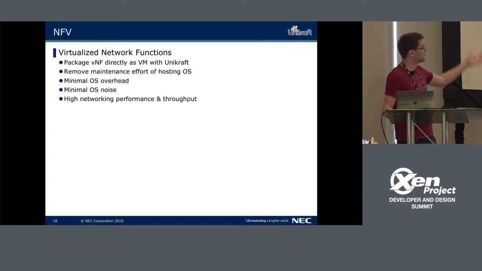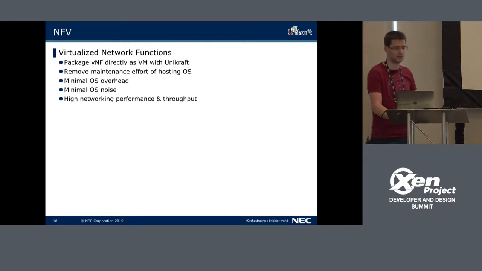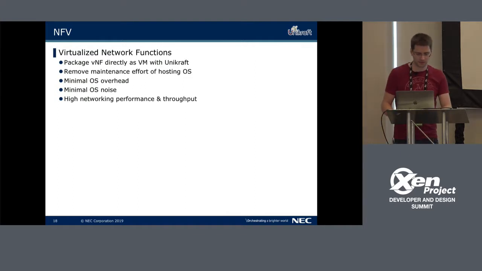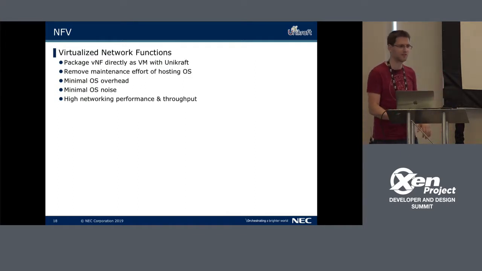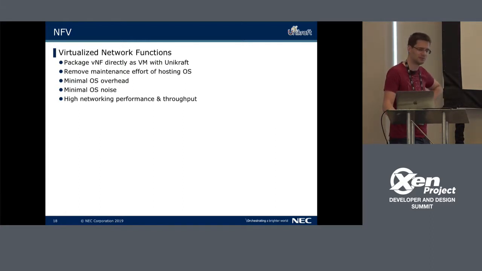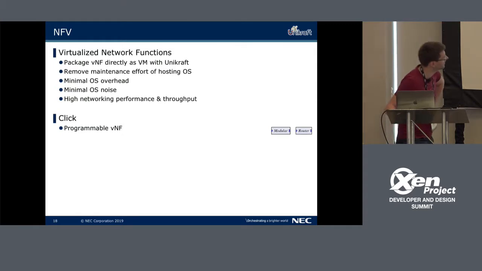The OS overhead gets more minimal so that you achieve better performance. The OS noise is minimal because you don't need to deal with preemption, the preemptive schedulers, if you don't need that in your VNF and so forth. And you can achieve really high networking performance throughput.